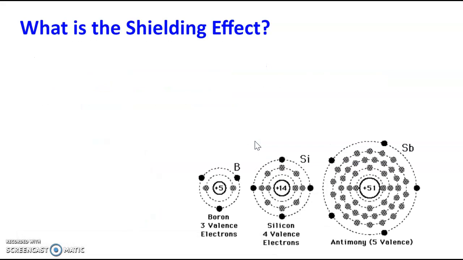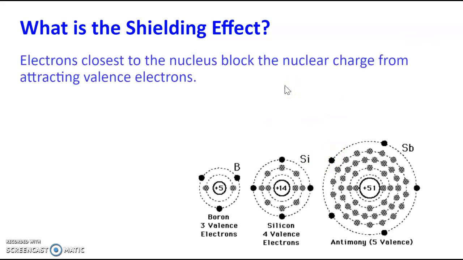So then the other thing that affects your ability to attract electrons is what we call the shielding effect. Shielding effect says that electrons closest to the nucleus block the nuclear charge from attracting the valence electrons. So if we look at these different examples, we have boron, silicon, and antimony.